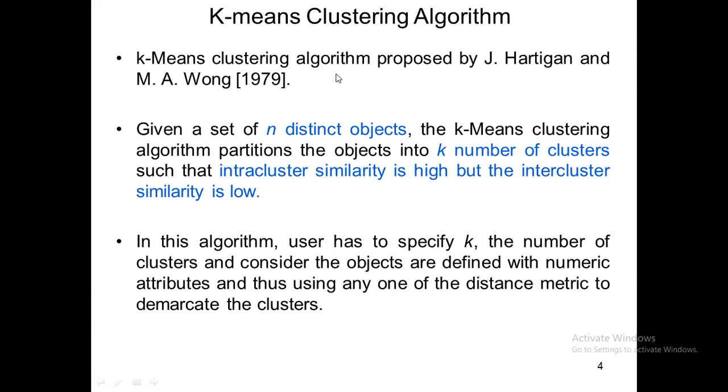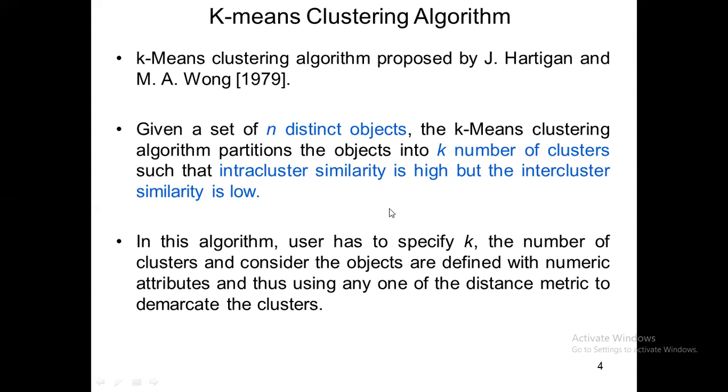K represents the number of clusters such that inter-cluster similarity is low, but intra-cluster similarity is high, right? So one common term is intra-cluster and another is inter-cluster similarity. Okay, and I'll come to this point: what is intra-cluster and inter-cluster? And we will finish this slide.